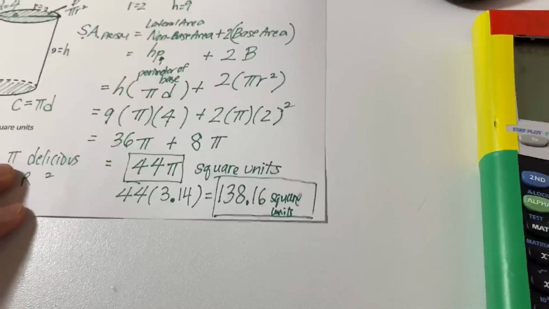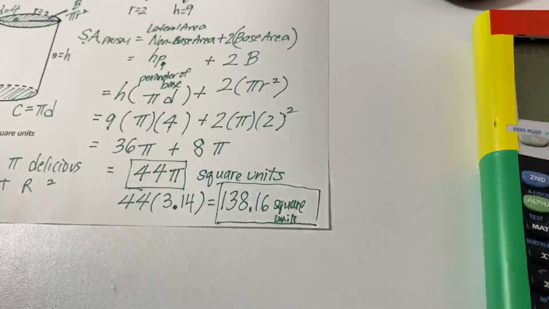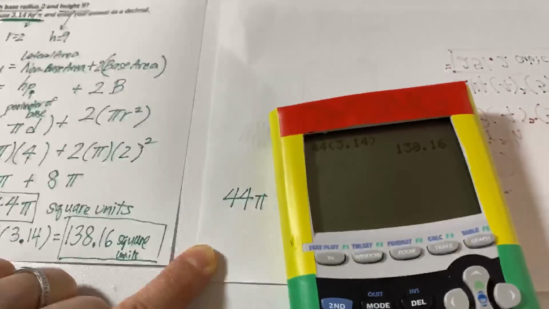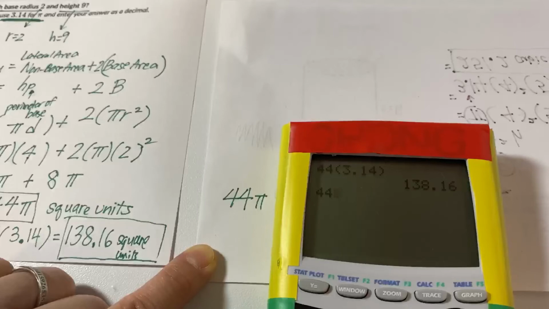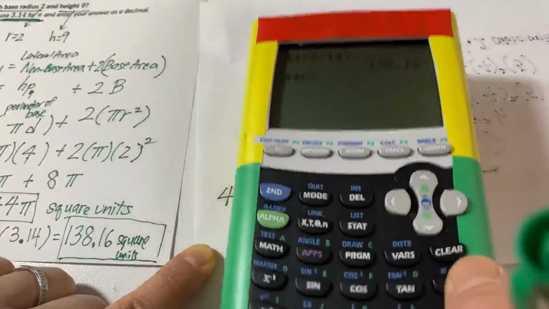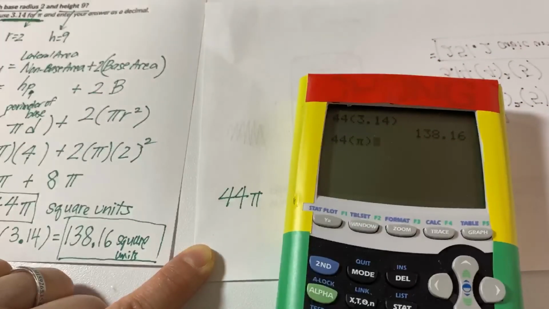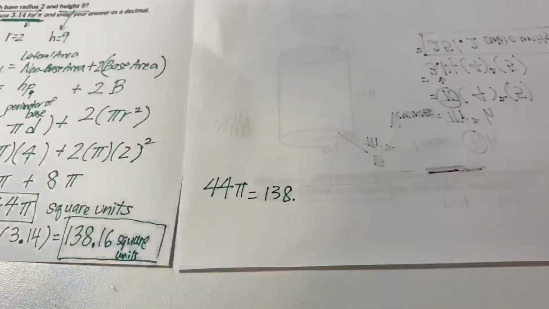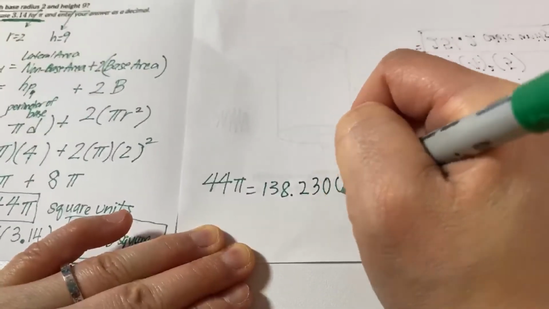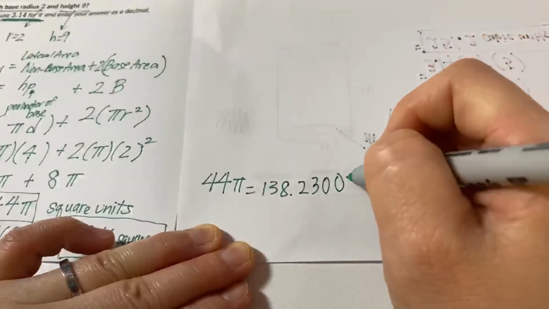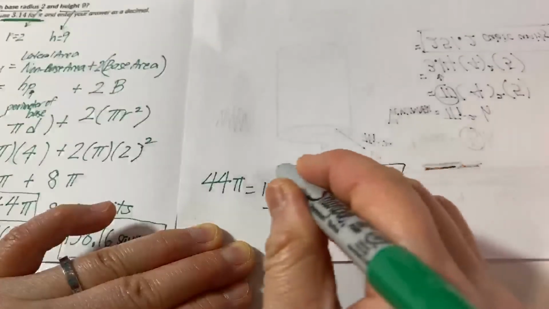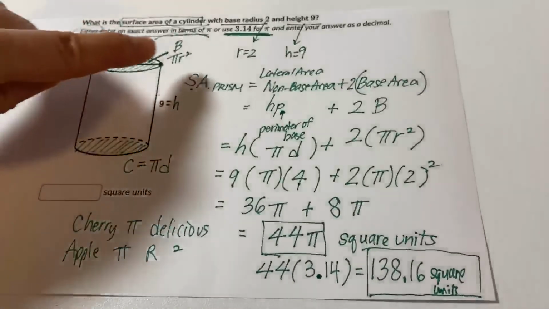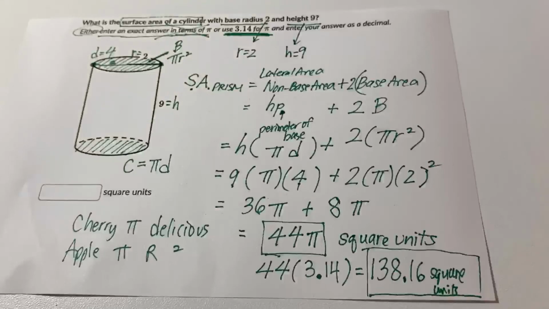Now, however, a lot of you have made the common mistake of actually inputting pi in the calculator. So let me show you the difference. If I were to put 44 pi in the calculator, without putting the 3.14, you press second and the caret button here, and what I'm going to get is 138.2300768. So if you put this into Khan Academy's answer, you would have gotten it wrong. So once again, read your directions carefully. It says use 3.14 for pi. Hope that helps. Bye-bye.